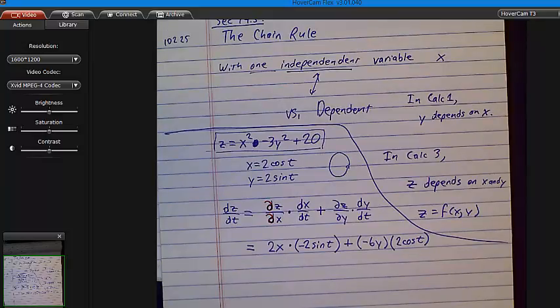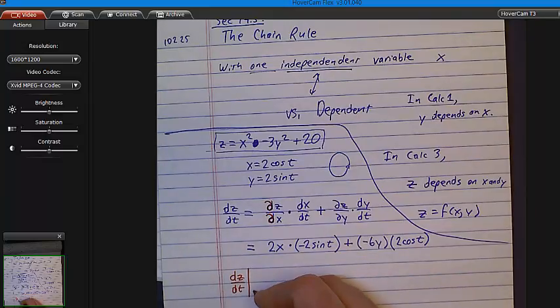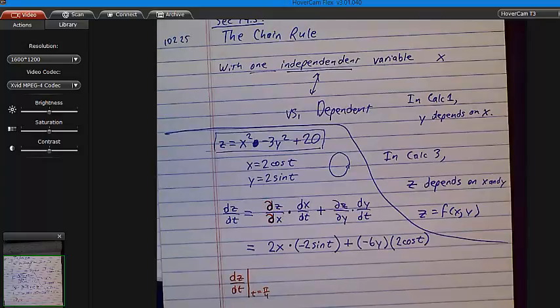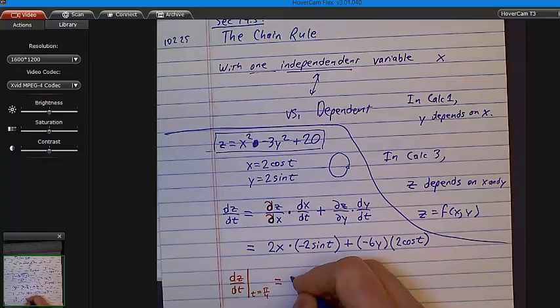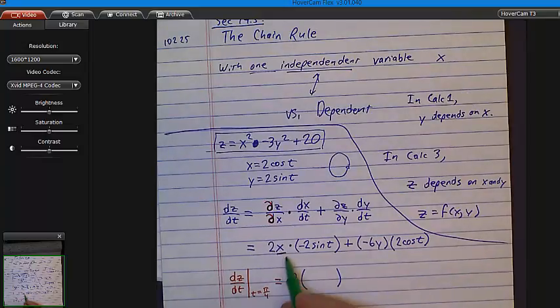And now they say, let's compute dz/dt when t equals pi over 4. What does that equal? Well, okay, I have a little bit of work to do here because I need to write down 2, and then I need to substitute in x. But do I know what x equals? Well, I can work it out, right?